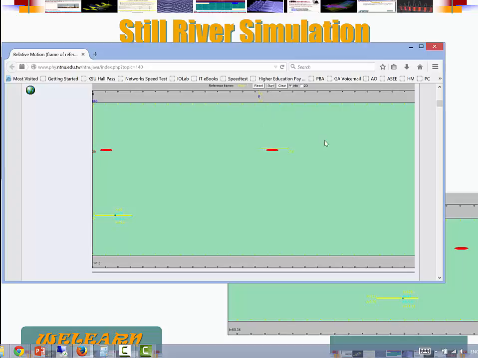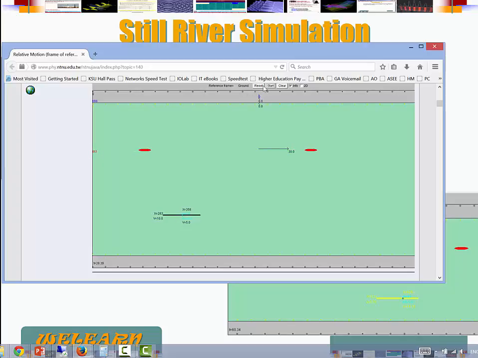So when we tell it to start, we have a boat here that's moving relative to the water, but we have these indicators here that show us that the water is not moving. The ground is not moving either. When I position my mouse on top of the river, my frame of reference or reference frame is written here. For example, here it's river, here it is ground.